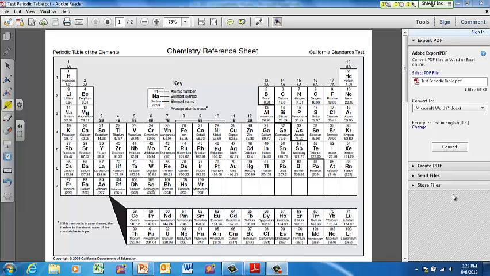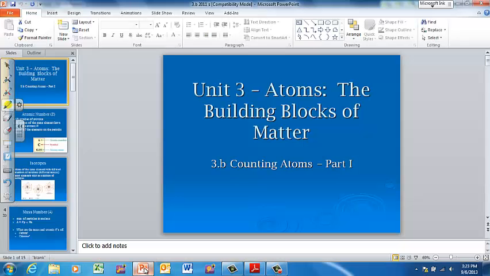Okay, this is going to be the video for 3B, Counting Atoms Part 1. I do need you to make sure that you take out a periodic table because I'm going to refer to one frequently over the course of the video. I have this periodic table that we use for our tests and quizzes, but you need a periodic table to reference as we're covering the information. Alright, so we're going to go ahead and get started with this.